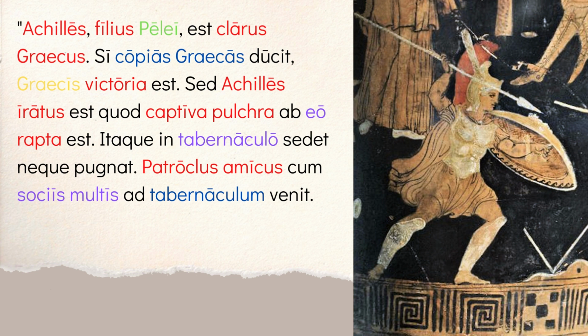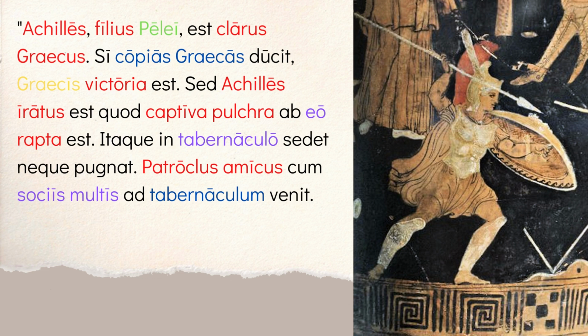So he decides he's not going to fight. Then he continues, and that's exactly what Orbilius says here. Itaque in tabernaculo sedet neque pugnat. And so, because his captiva pulchra was taken away, sedet, he sits in tabernaculo, in his tent, and does not fight, neque pugnat, nor does he fight. So he sits in his tent, he decides to not fight.